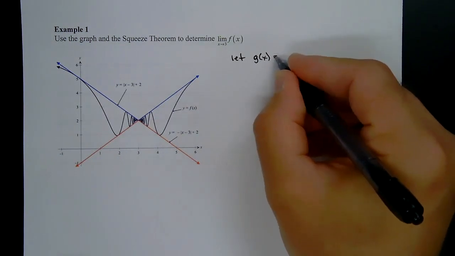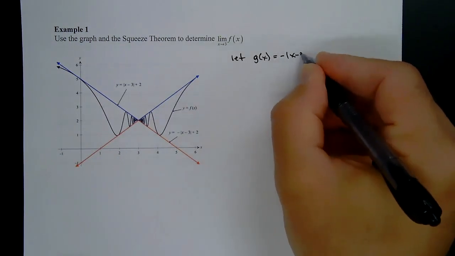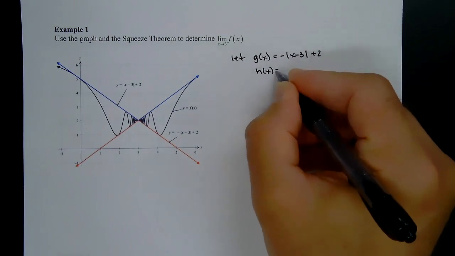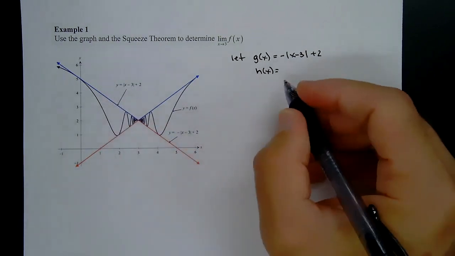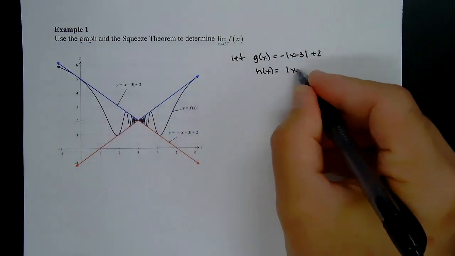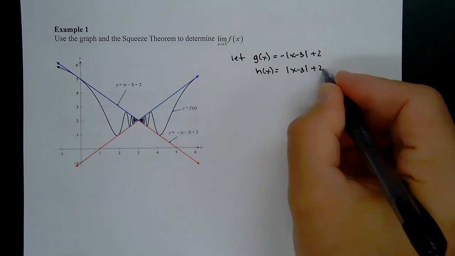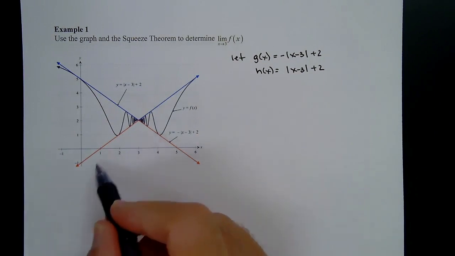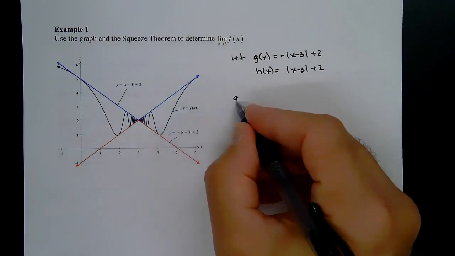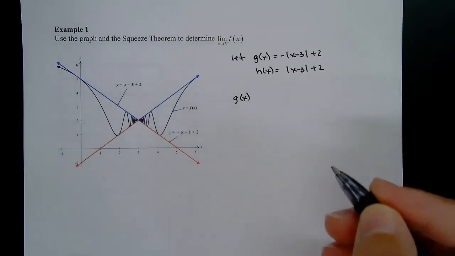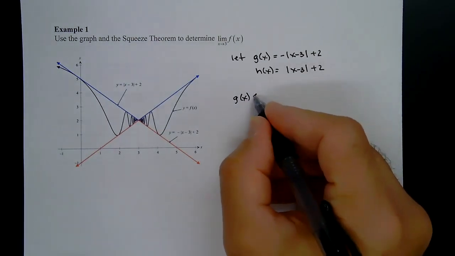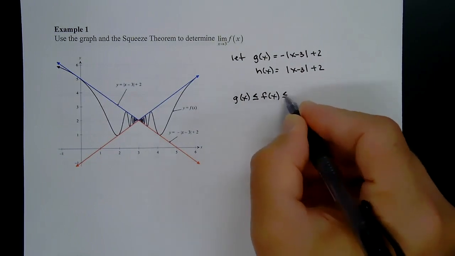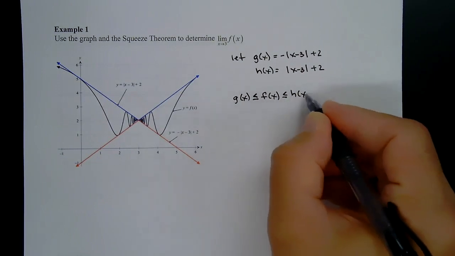Let g of x equal negative absolute value of x minus 3 plus 2, and we're going to let h of x equal the blue one, the one up here. Okay, so that'd be the absolute value of x minus 3 plus 2. Okay, so what do we know? We know that g of x is less than, by looking at the graph, we're just doing this by looking at the graph, okay? G of x is less than or equal to f of x, which is less than or equal to h of x.